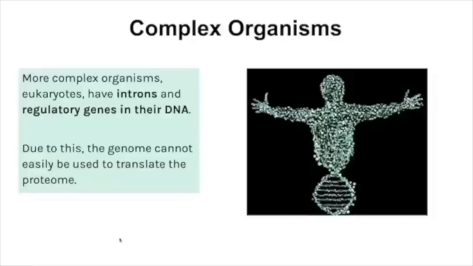More complex organisms like humans and eukaryotic cells, other eukaryotic organisms, have introns. And we also have regulatory genes in our DNA. And due to this, the genome can't easily be used to translate to the proteome. And the proteome is the entire set of proteins within a particular cell.